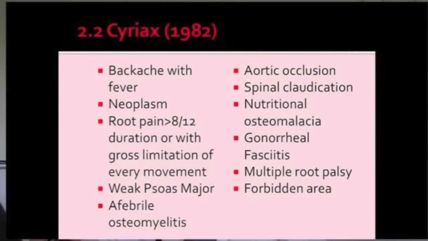We can see how the red flag list might have changed some years later when Syriax presented his list back in 1982. So he was referring to things such as backache with fever, neoplasm, root pain of more than 8-month duration or with gross limitation of every movement, weak psoas major, afebrile osteomyelitis, aortic occlusion, spinal claudication, and nutritional osteomalacia, gonorrheal fasciitis, and multiple root palsy, and finally the famous forbidden area that Syriax used to talk about. So we can see that some of these, again, we might recognise, we might not.